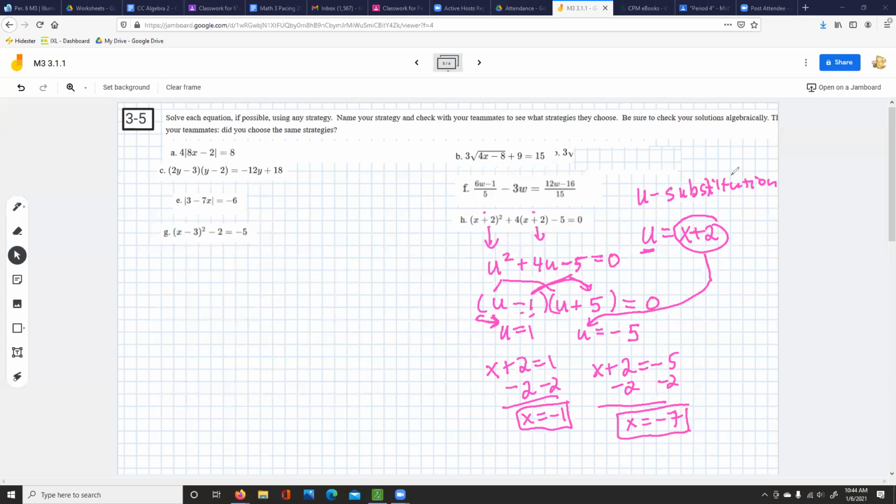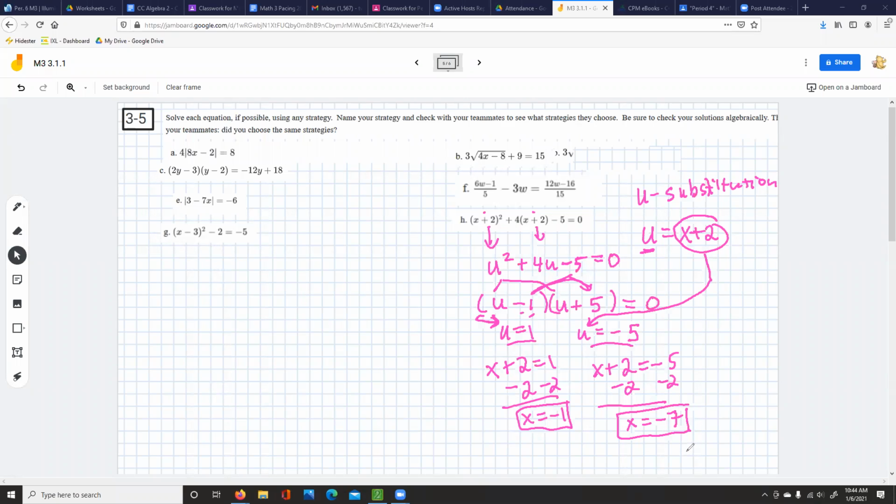So this is how we use u substitution, okay? It's something you're going to use if you go on to pre-calc or calculus, so we just need to show it to you. If you have something complicated and you can simplify it, you can substitute it with u and then substitute it back in at the end to solve for it. So if you stop here and say, oh, u equals 1, u equals -5, not quite right. We want to get to x equals -1, x equals -7.